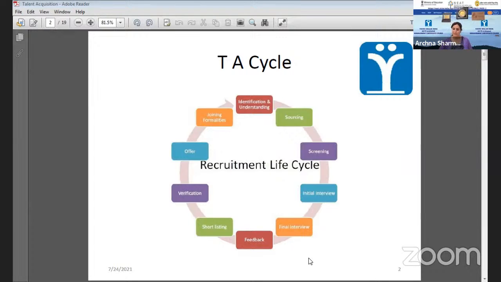So this particular screening is also called initial interviews. Usually when we do initial interviews, the first round of interviews, we do it on a telephone call or video call, just to see how the person's communication is. What kind of communication skills the person has, what kind of personality the person has, what the hobbies and interests are, what the strengths and weaknesses are.